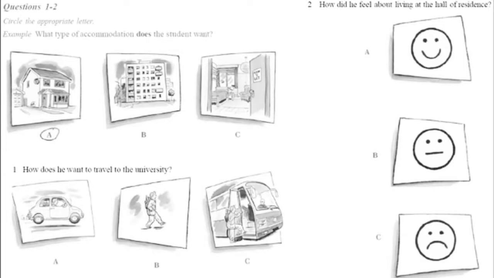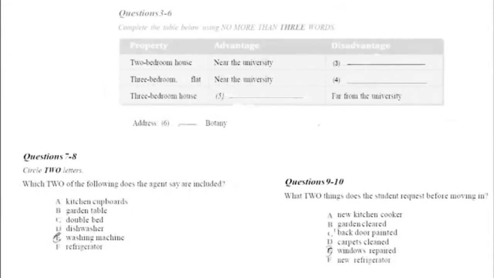You now have a short time to look at questions 3 to 10. As you listen to the rest of the conversation, fill in the numbered spaces 3 to 6 in the table and answer questions 7 to 10 by circling the appropriate letters.